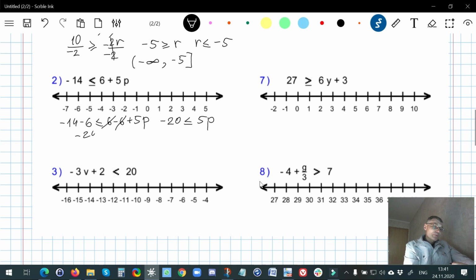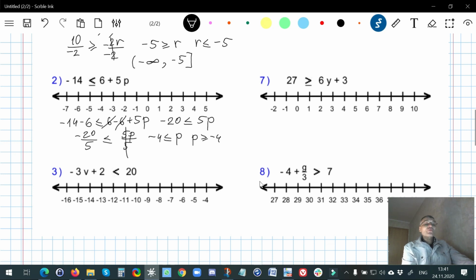So we divide negative 20 by positive 5 and don't change the sign. 5p, positive 5, it cancels. And negative 20 divided by 5 is negative 4. So negative 4 is less than or equal to p. Well, it is the answer. We can rewrite it as p is greater than or equal to negative 4.